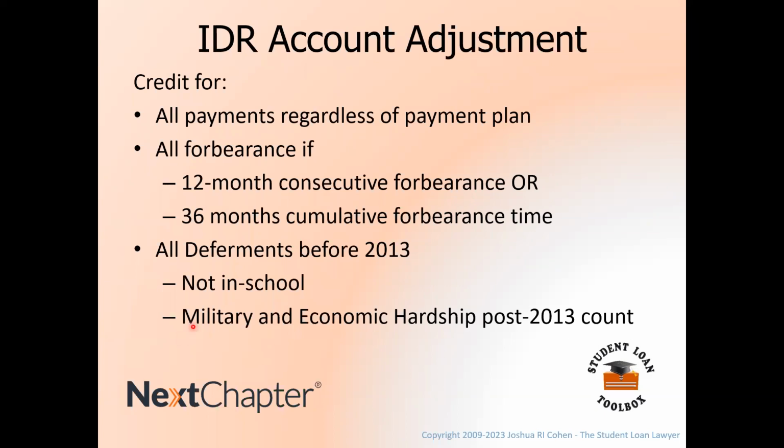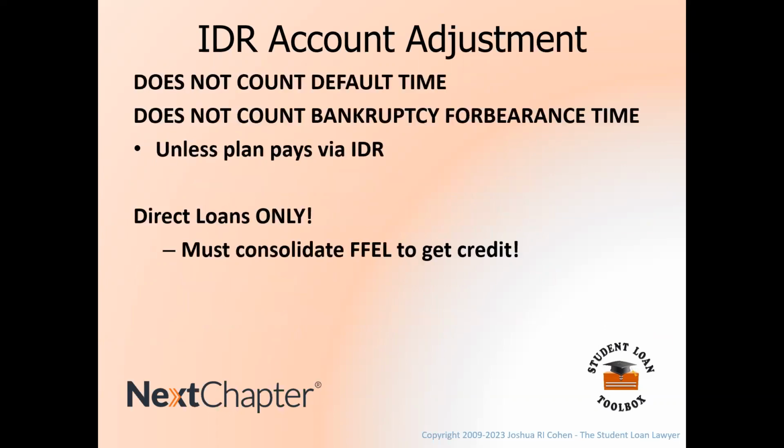So again, you will get credit for payments under any payment plan. What you don't get credit for is any time that you've been in default, or, this is important for you folks, any time that you've had a bankruptcy forbearance. So if they're in a Chapter 13, 5 years, they don't get credit for those 5 years unless you specifically had language to allow for an IDR payment and they were making the IDR payment.